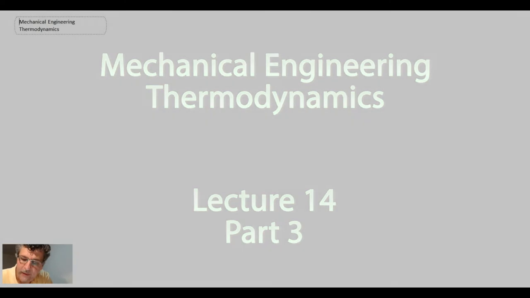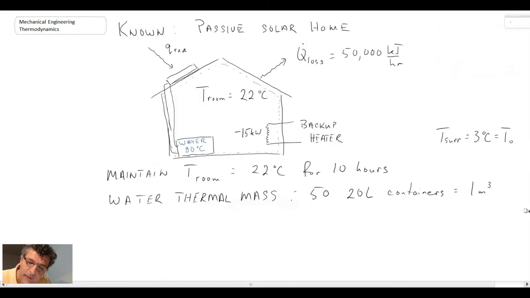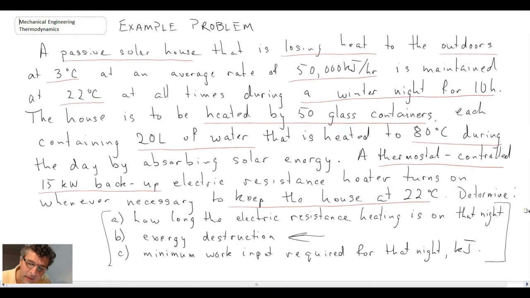We'll now perform the final part of the analysis for our example problem with the solar house. So let's take a look back at the problem statement and the schematic. There is a picture of the solar house that we're solving. We're maintaining the temperature at 22 degrees C. And if we look at the problem statement itself, we were told for the third part to evaluate the minimum input required for that night in kilojoules. So that's what we're going to do now.